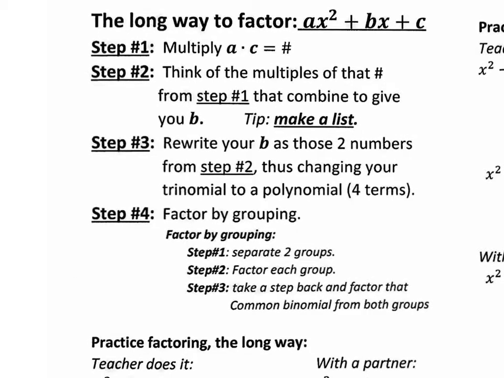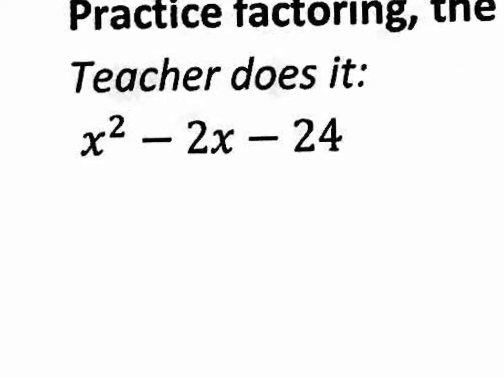So when we have a quadratic trinomial, check it out right here, it says teacher does it. That's a quadratic trinomial. And before we begin, what's the a value? 1. Like we said, all the a values are going to be 1. What's the b value? The b value is not even 2. It's -2. What about the c value? -24. Okay, so we know how to identify a, b, and c.